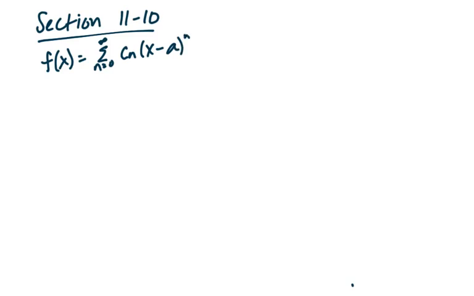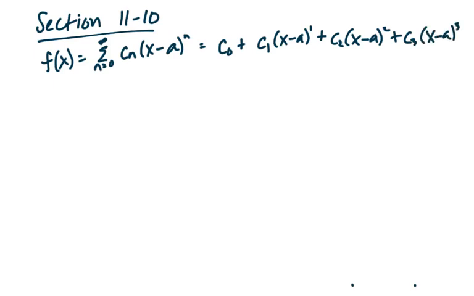So if you think about that, if you put in 0, you have c sub 0, which is a constant, and then (x minus a) to the 0 power is the number 1, so that's just a constant, plus c sub 1 times (x minus a) to the first, plus c sub 2 times (x minus a) to the second, plus c sub 3 times (x minus a) to the third, plus c sub n times (x minus a) to the n, plus, and it keeps going to infinity.